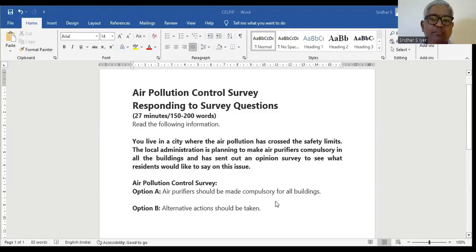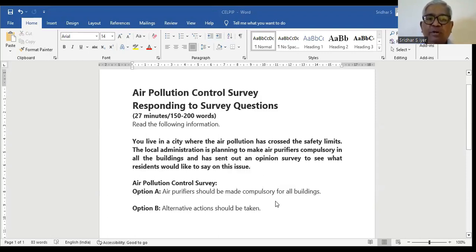All right, let's get started and see what do we have here. It's an air pollution control survey. You live in a city where the air pollution has crossed the safety limits. The local administration is planning to make air purifiers compulsory in all the buildings and has sent out an opinion survey to see what residents would like to say on this issue.